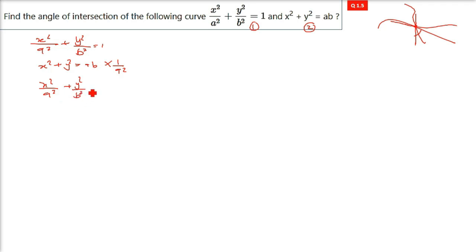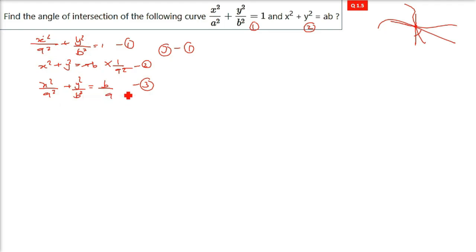So x square by a square plus y square by a square equals ab by a square. So you'll get this one. You can call them 1, 2 and 3. Now just subtract 1 and 3. When you subtract 1 and 3, x square by a square will get eliminated, and you have y square by b square here, and here y square by a square.